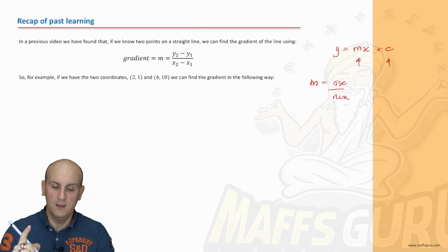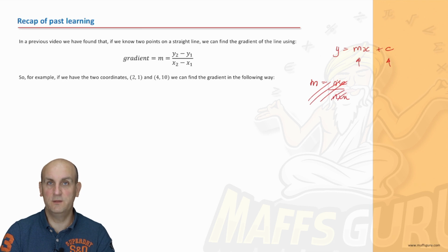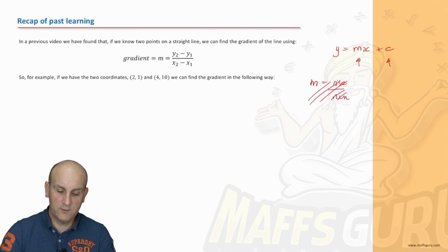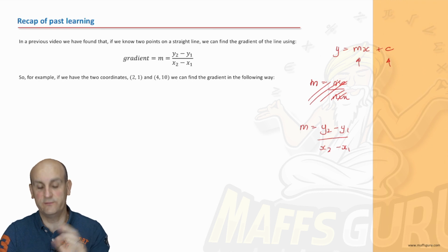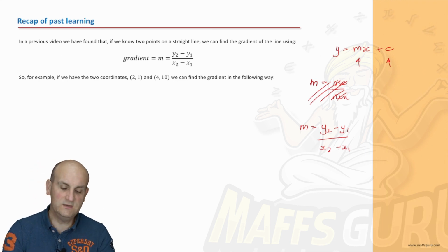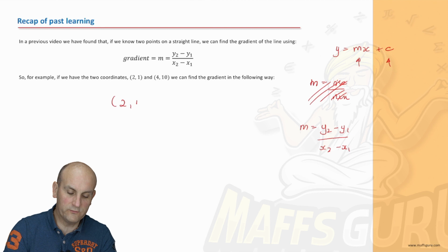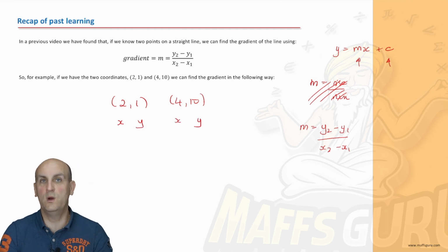That was one way of doing it, let's cross that through for the moment. There is another way, where we said that m was equal to y2 minus y1 on x2 minus x1. Again, if you don't know what I'm talking about, I've done a video on this, so go and watch that video. But generally speaking, we know that we have coordinates, (2, 1) for example, and (4, 10), which has an x value and a y value. So each of these are an x value and a y value.